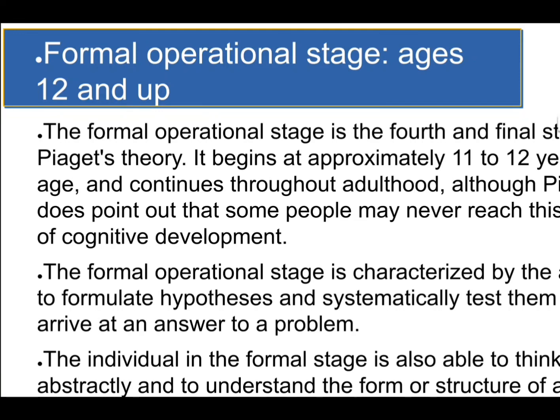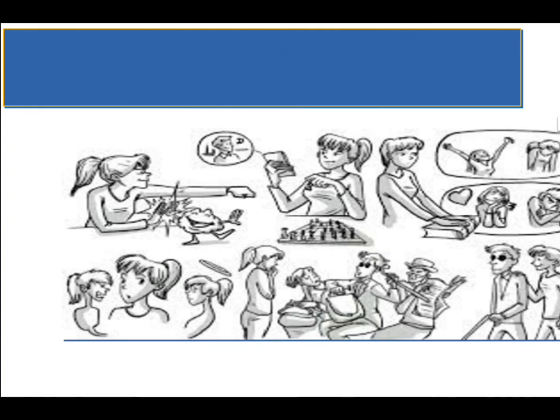The individual in the formal stage is also able to think abstractly and to understand the form or structure of a mathematical problem. So as we can see here, the child will start feeling, and emotions will also develop in the child towards society and towards family members. Whatever they are doing, they will think that it should not hurt their family members and their friends, and they will build logical thinking also, and by this they can solve mathematical problems.